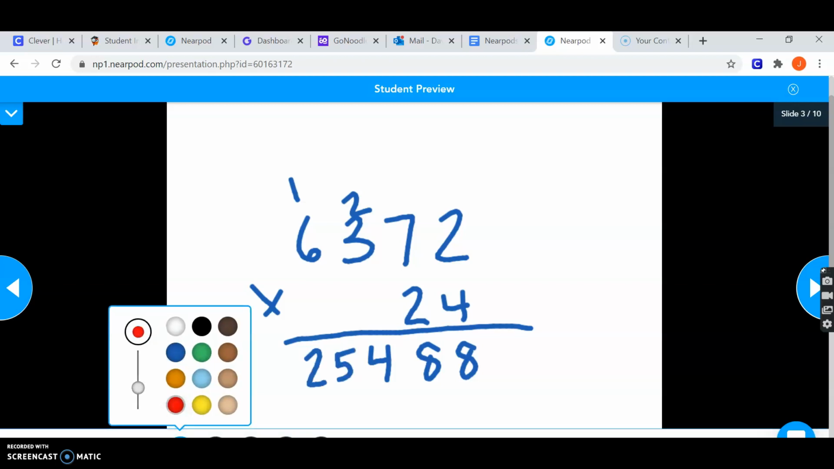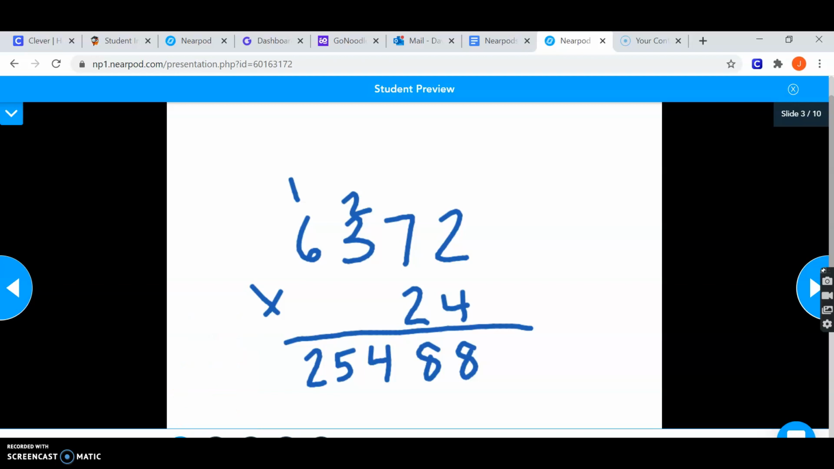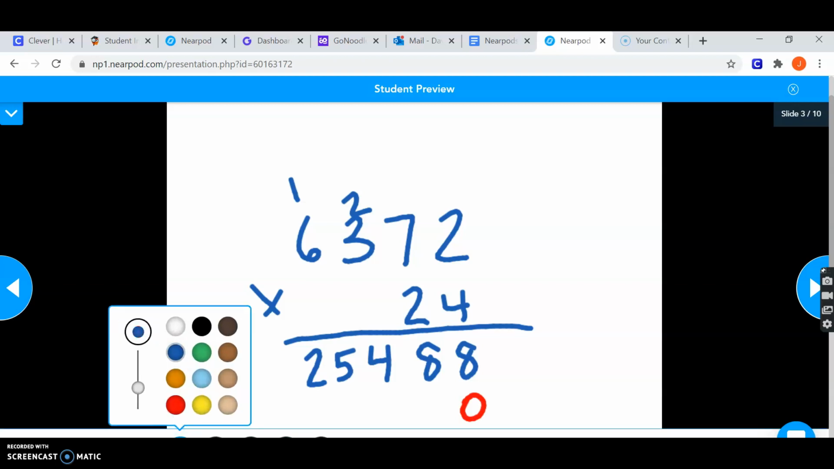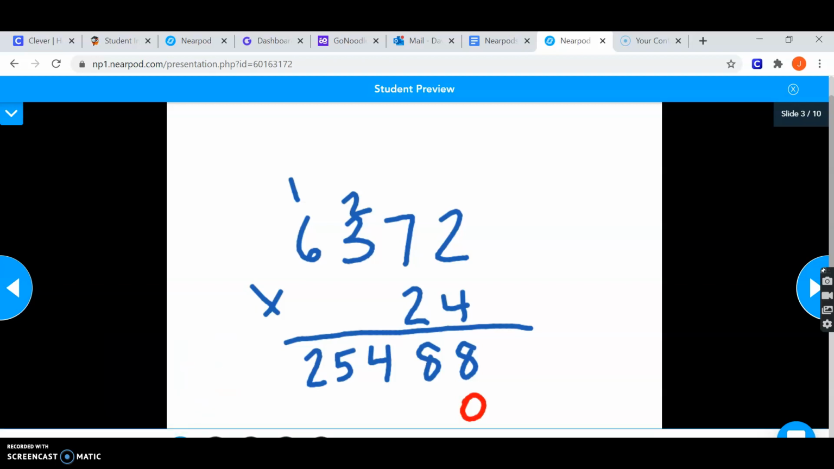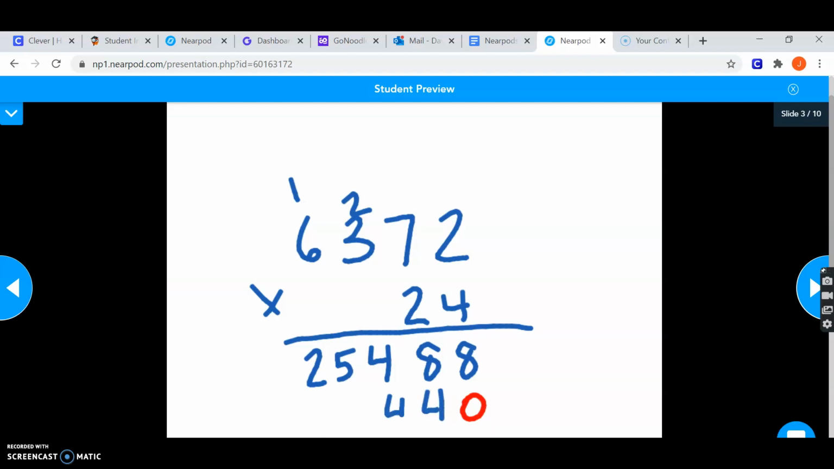Now that we finish with our digit in the ones place, we need to move on to our digit in the tens place. And before we do that, you guys know we always have to add in that magic 0 to hold our place. 2 times 2 is 4. 2 times 7 is 14.